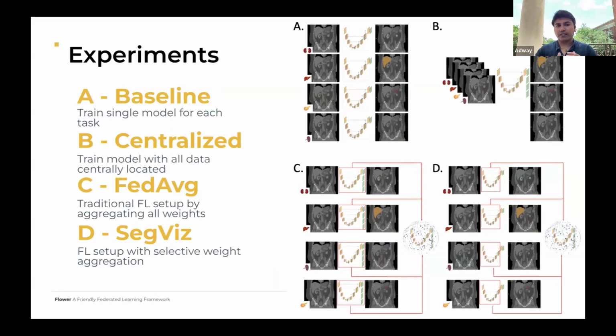The second technique was a centralized approach, wherein we aggregated all the data in one location. Remember, we still had incomplete annotations, so it was still a partial label case, because not all of these data sets were labeled for all the different organs. The third technique was conventional, traditional federated averaging, where we aggregated all the weights of the model at the server's end. And the last approach was Segways, wherein we had selective weight aggregation, only aggregating the layers of the representation block.